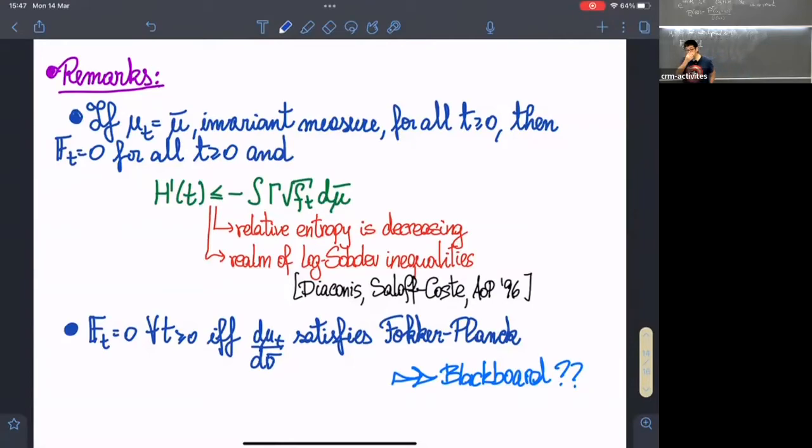This is actually a very good question. The answer is completely unclear to me. As an exercise, you can define maybe I of t equals the integral of (f of t minus one) squared d mu t. And then you get a completely equivalent setting, so you can cook up the inequality. In that case, you will get something like minus maybe twice gamma of f of t plus something.